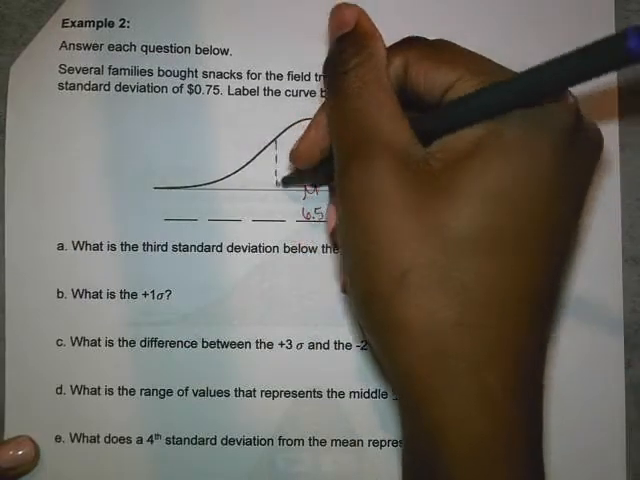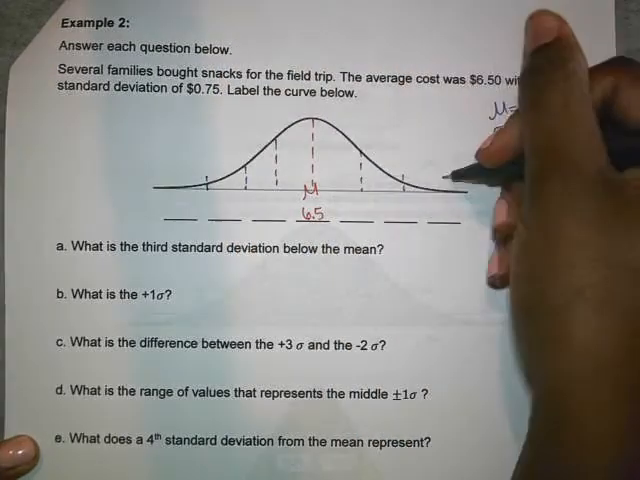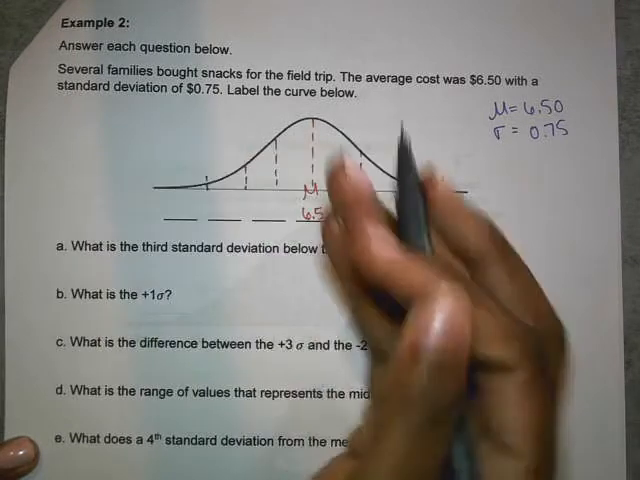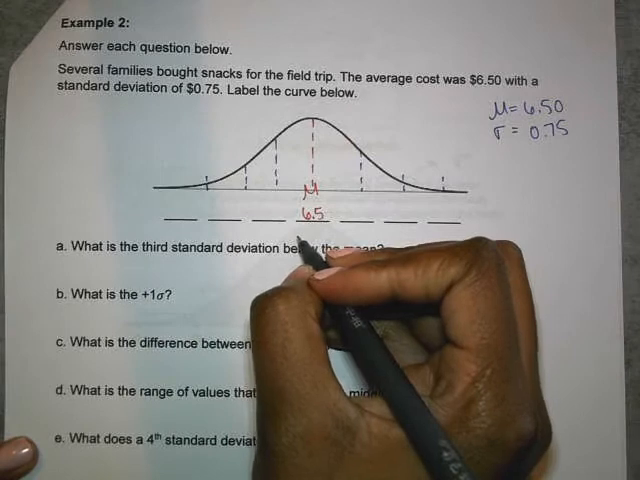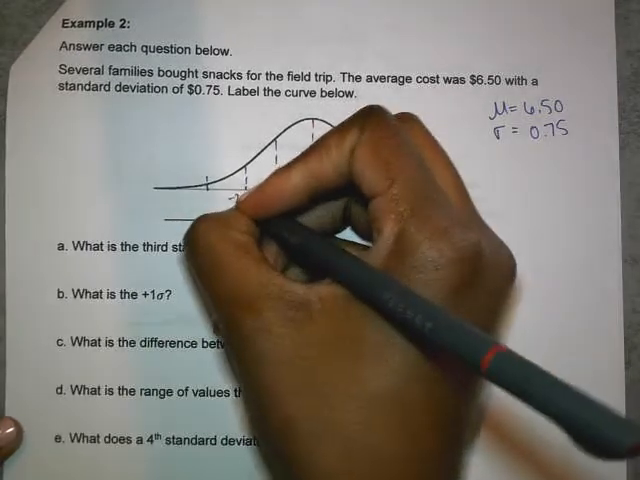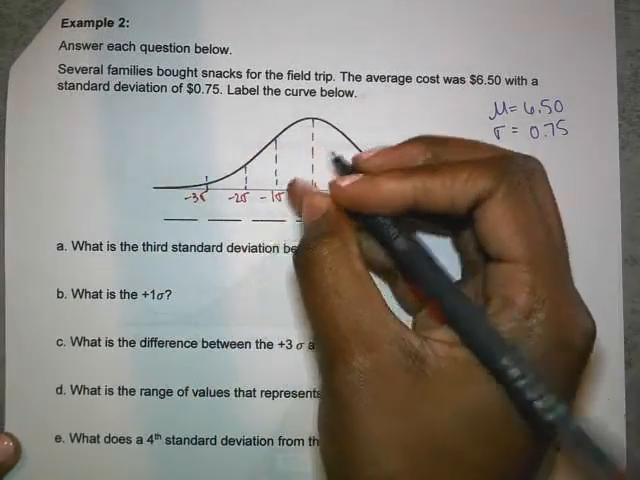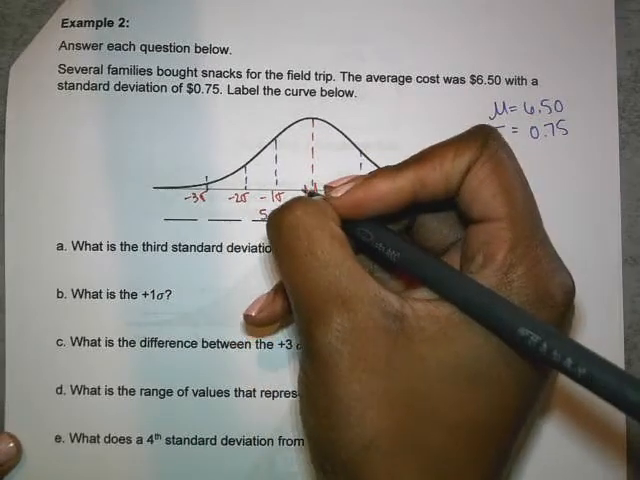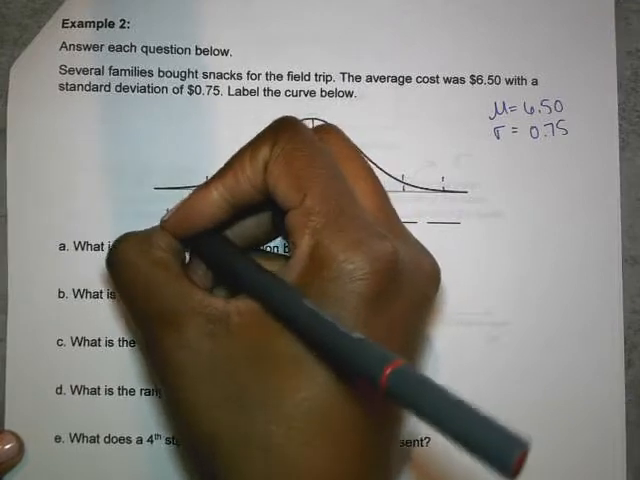And we assume that we always at least go 3 deviations out from the mean. If we ever go 4, that means we're going the full 100%. Okay, so my numbers here, I'm going to subtract 0.75 going to the left. So I'm going 1 deviation, 2 deviations, and 3 deviations. So this gives me 5.75, 5, and 4.25.